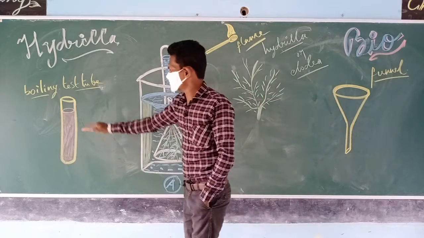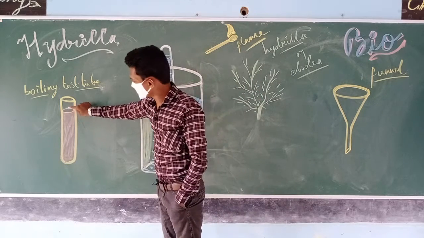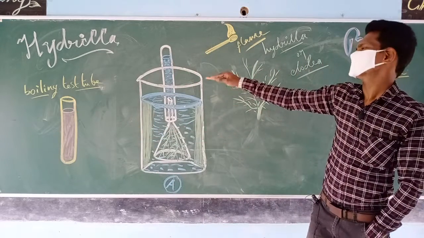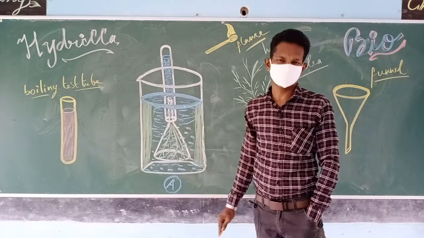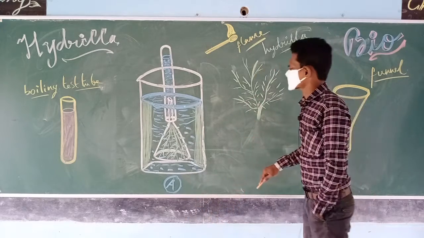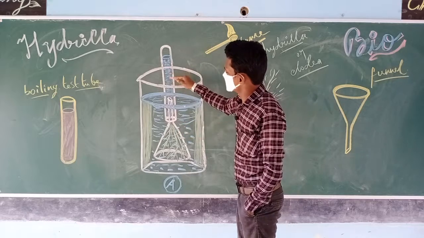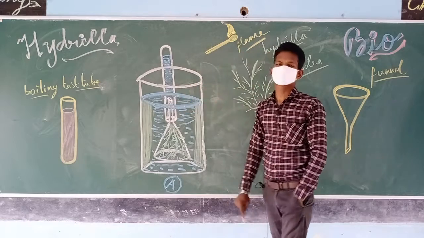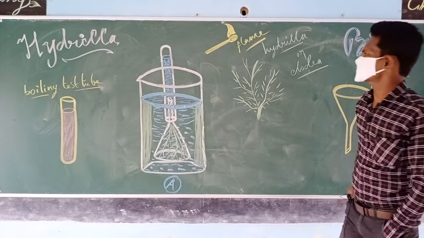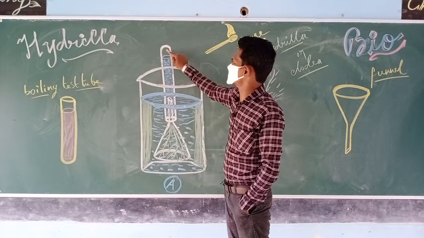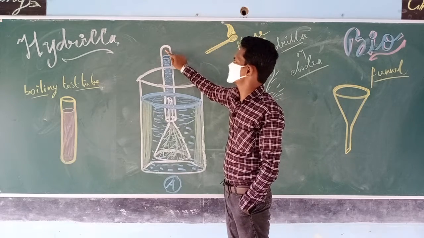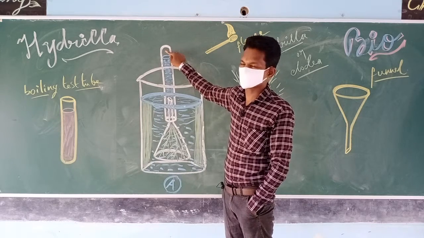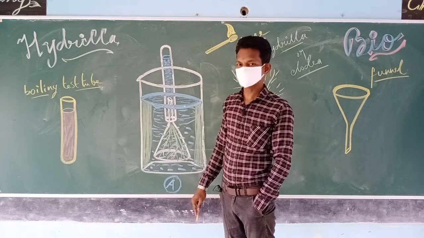Next step, we have to take the boiling test tube, and 3/4 of the boiling test tube should also be filled with water. Just a 1 or 2 centimeter gap must be left as air space. Same as the funnel, the test tube along with water should be inverted carefully on the stem of the funnel. We have to ensure that a 1 or 2 centimeter gap or air space remains inside the boiling test tube after inverting it on the stem of the funnel.